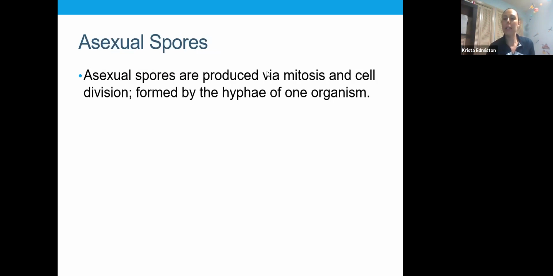Okay, we'll talk about asexual reproduction first, and then we'll talk about the different forms of sexual reproduction. So asexual spores are just formed via mitosis and regular cell division. They're formed by the hyphae of one organism.